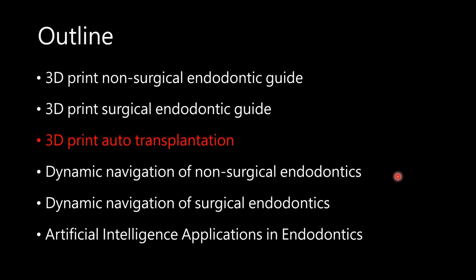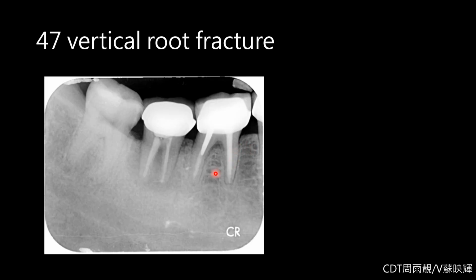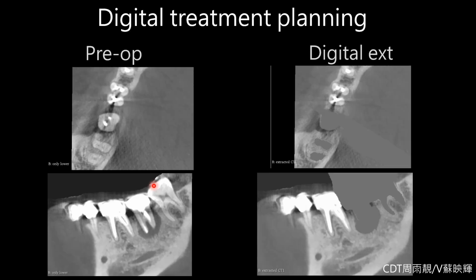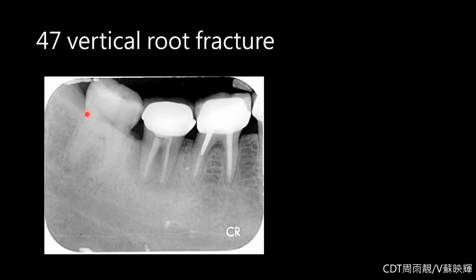And the third one, we have seen this 3D print auto transplantation. So this one is the 47 vertical root fracture here. And we think that the periodontal condition is good, so we plan to transplant the third molar to the second molar place.